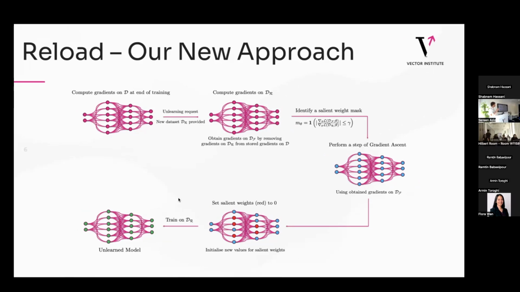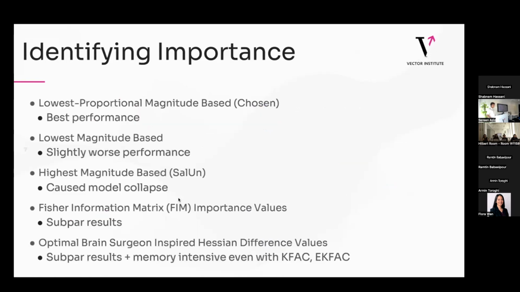Once this is done, we use these same stored gradients to perform a priming step of ascent, reversing the last step of training before reinitializing the important weights and then training on your retain set to achieve whatever performance you wanted at the end and give you an unlearned model.